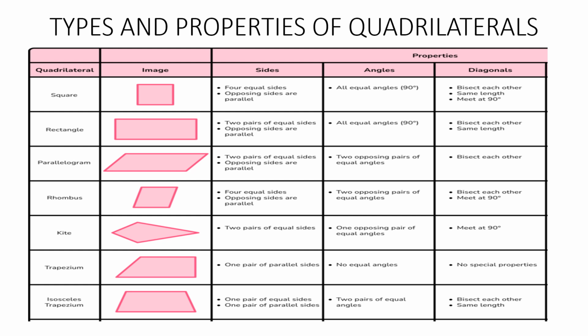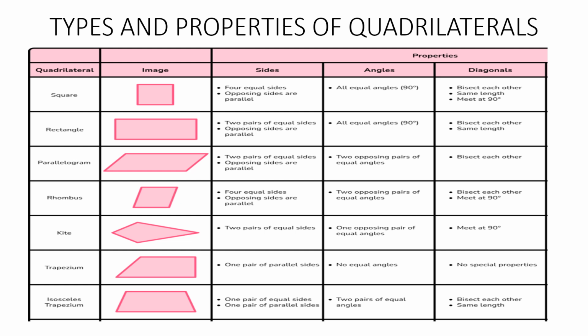Parallelogram. Two pairs of equal sides, so opposite sides are parallel. Two opposing pairs of equal angles. Opposite angles are equal in parallelogram. Diagonals bisect each other. Rhombus. It has four equal sides, opposite sides are parallel, two opposing pairs of equal angles. Diagonals bisect each other and also diagonals bisect each other at 90 degree.